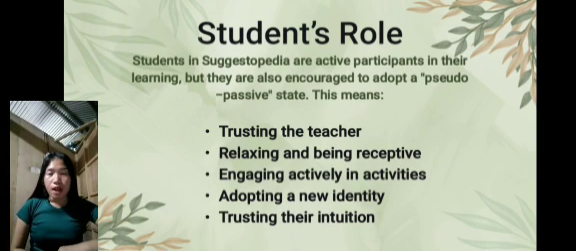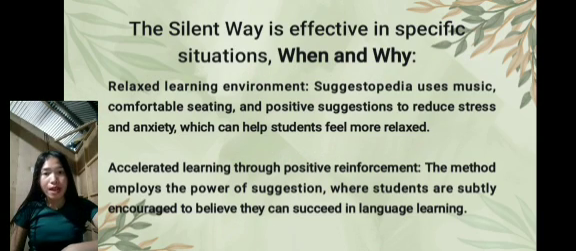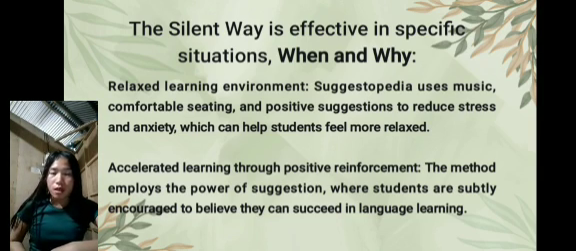And Suggestopedia, a pseudo-passive state for students, means that while they are actively engaged in learning, they are also encouraged to trust this teacher. So as a student, we need to trust our teacher by believing in their guidance and teaching methods without questioning or analyzing too deeply. So the second one is relax and be receptive. By maintaining a calm and open mindset, making it easier for the subconscious to absorb new information.